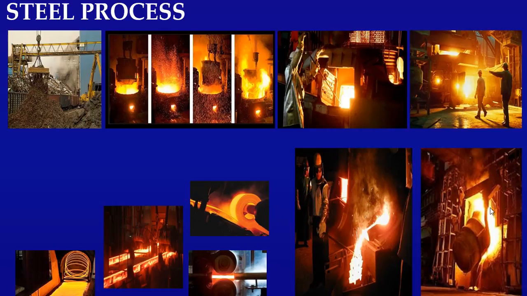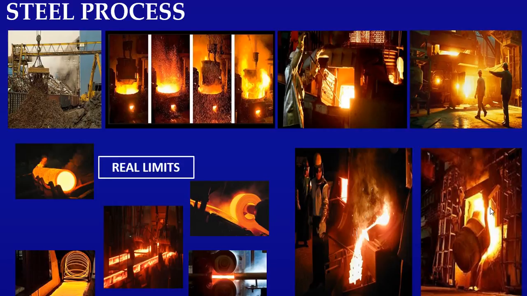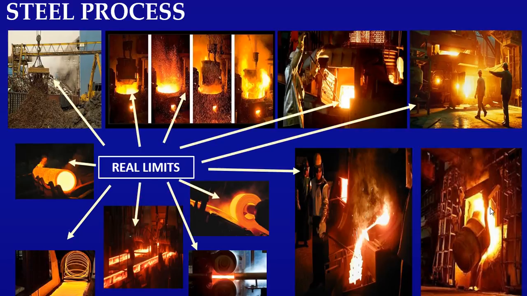In each of these stages, the real limits of the process could be the range of temperature in the melting process, or maybe the range of air pressure to obtain the form, or maybe the range for the chemical composition, and so on. All these real limits exist throughout the process, and it's important to control them to obtain the specification of the client.